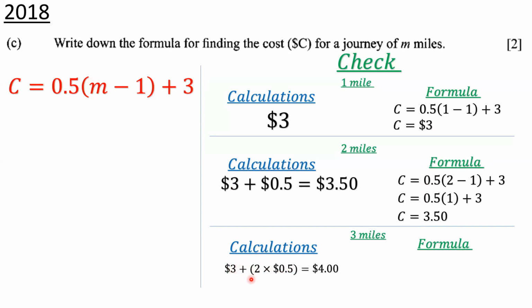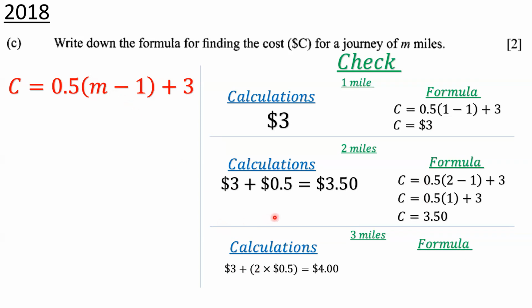And this is where the formula came from. If you look carefully, every time we do the calculation, this number is going to be 1 less than the amount of miles you travel. And so that's why it's M minus 1, because this number that we multiply by 0.5 is always going to be 1 less than the amount of miles that we have. Why? Because the first mile is already accounted for. So it's M minus 1.